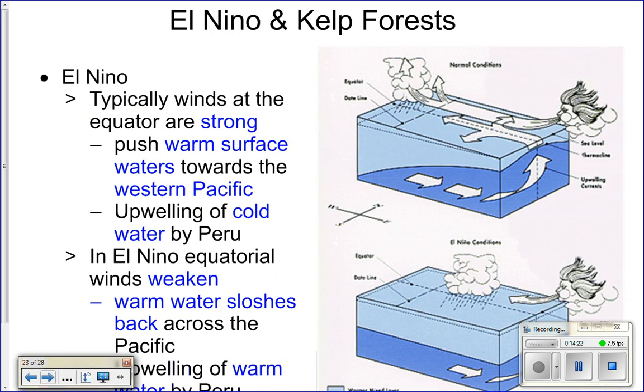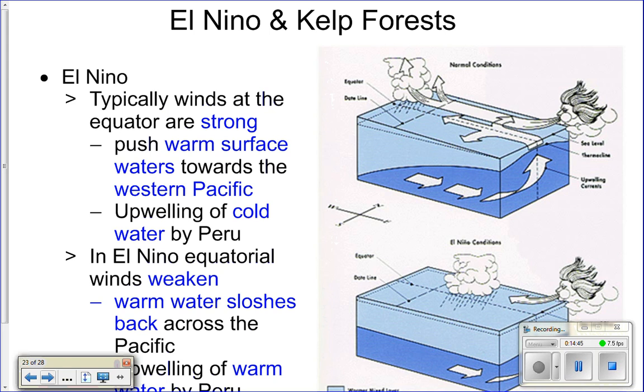Okay, so how many of you have heard of El Nino? Yeah. Okay, so El Nino, Southern Californians know El Nino as the years that we get a lot of rain, and we like that. Kelp forests see El Nino as pretty much death. So El Nino actually causes a lot of problems for kelp forests.